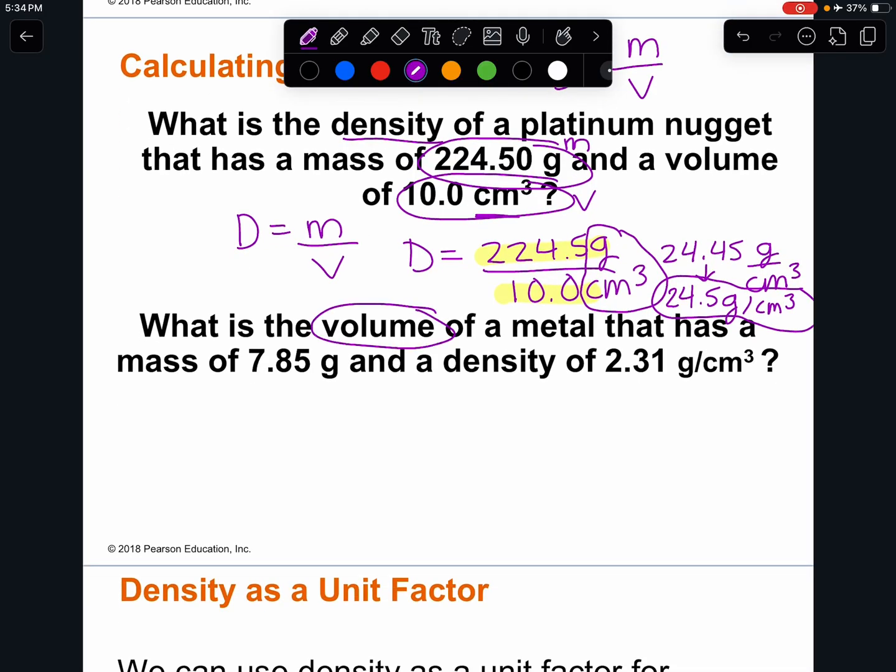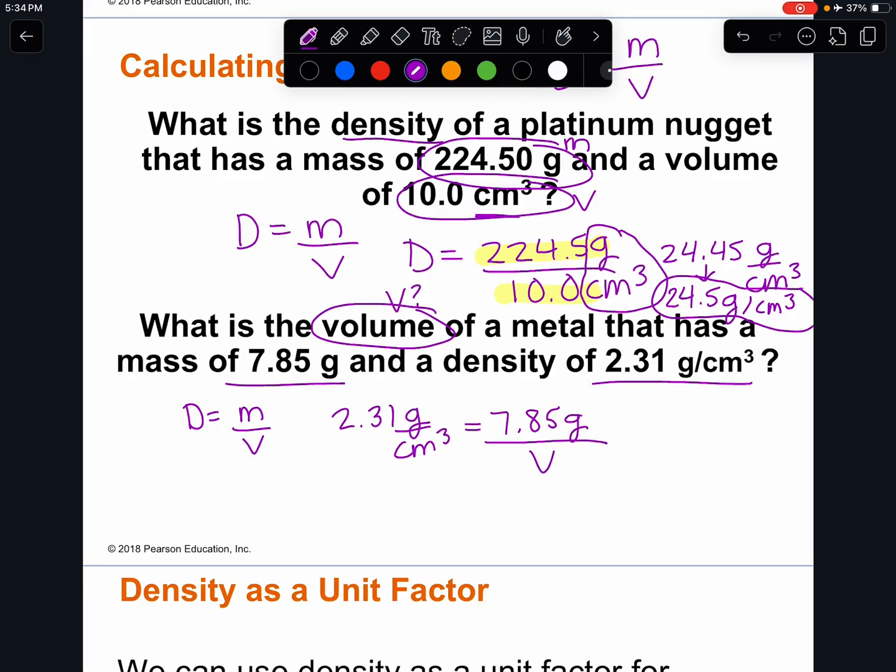Let's do one more example here. What is the volume? So we're looking for V. And we have a mass of this and a density of this. So I'm going to go ahead and set that up. Density equals mass over volume. My density is 2.31 grams per centimeter cubed. My mass is 7.85 grams. And my volume, I like to leave it as a V.